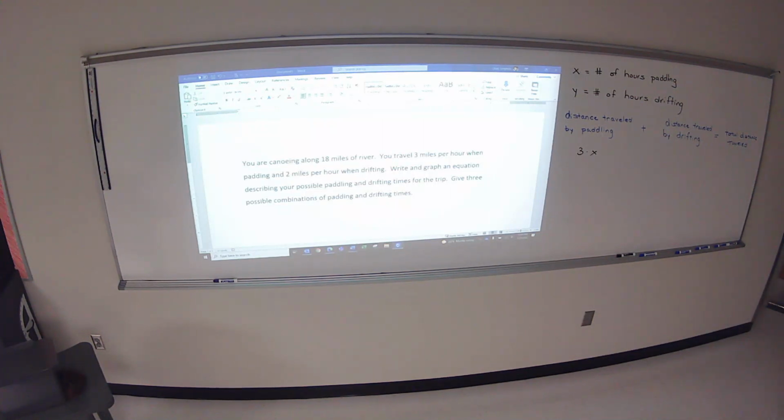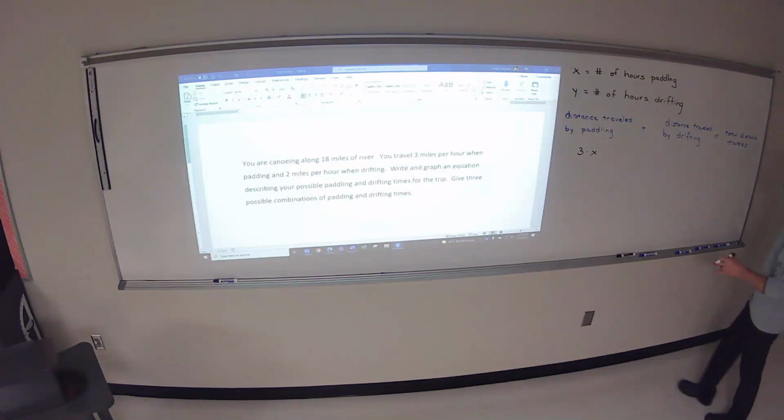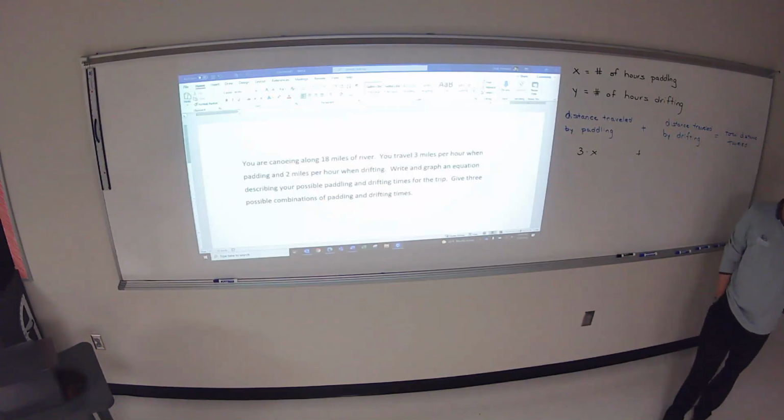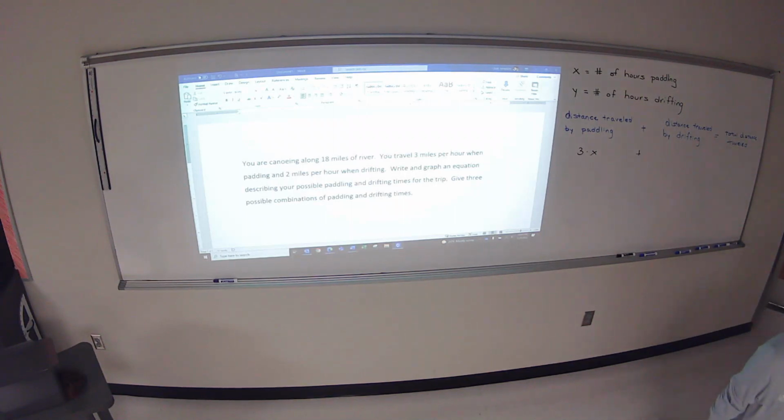Chemical groups, right, we're all familiar with the distance equals rate times time formula, right? Okay, how you figure out how far you've gone. This is exactly what we're using here. Now, what I need to do is also add in how far I've gone when I've been drifting. So again, if I want to know how far I'm going, I need to know how fast I'm going and how long I'm doing it.